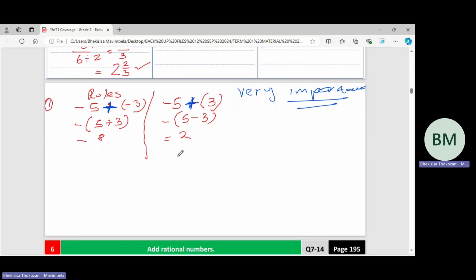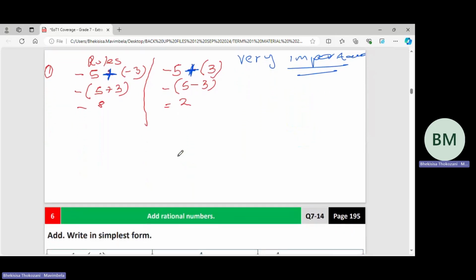We'll also look at another rules when we reach subtractions. Okay.